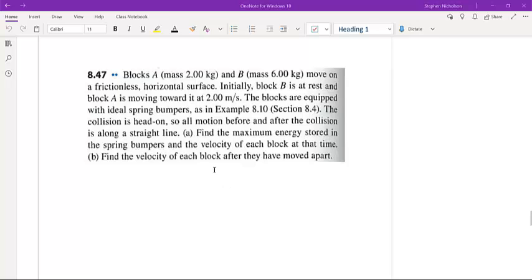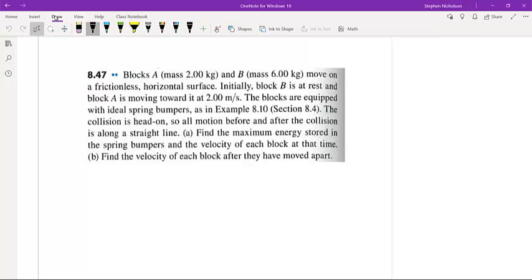So I thought I'd just do a video, because trying to explain physics in an email is not easy. Yeah, it's kind of an interesting problem. So you've got block A, which is moving, and then you've got block B, which is initially stationary. Now it's talking about these ideal spring bumpers.